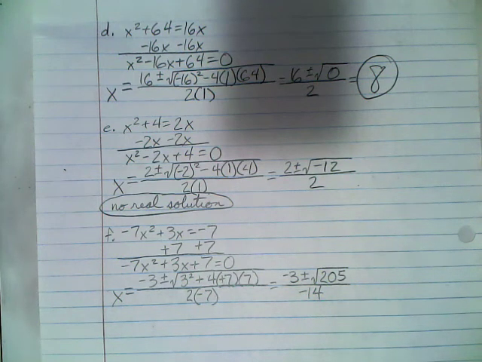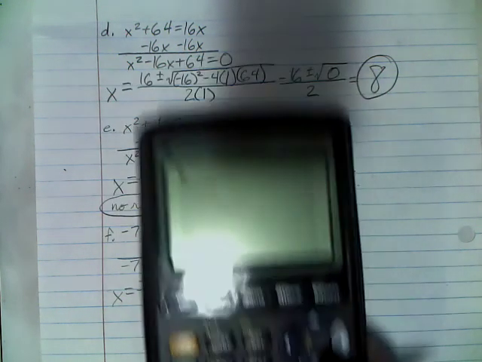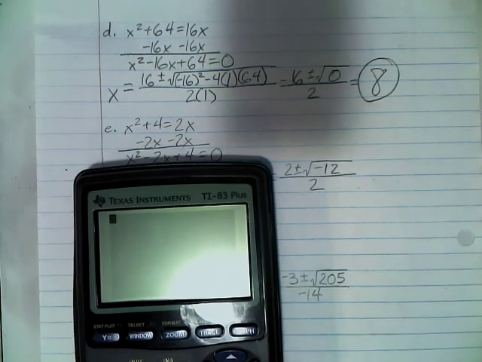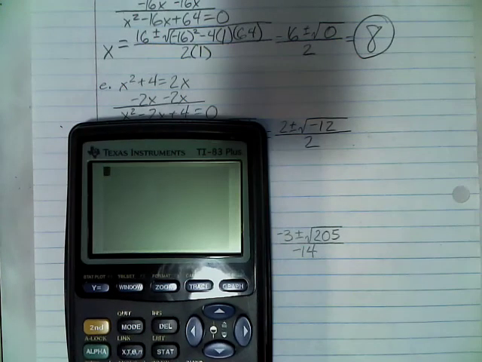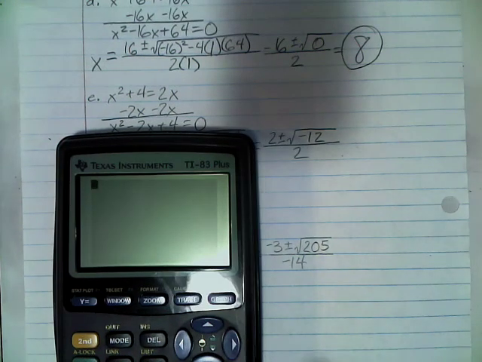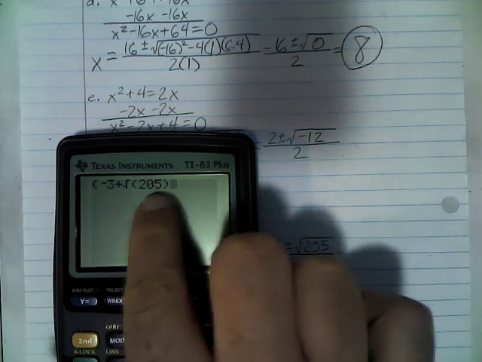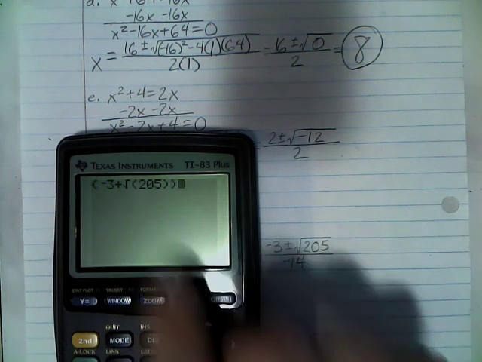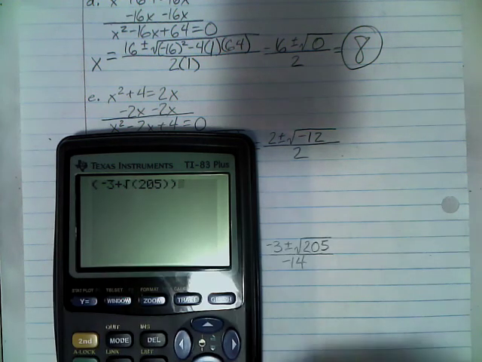So if you have your calculators handy, to the nearest tenth, try to get that out of the way there. So for the numerator, I'm going to use parentheses. And I'm going to put in negative 3 plus, and then I'm going to do a square root of 205. I'm going to close that parenthesis for the radical. Then I'm going to close the parenthesis for the numerator. And then I'm going to divide that by a negative 14.